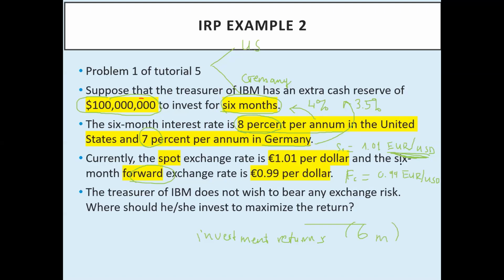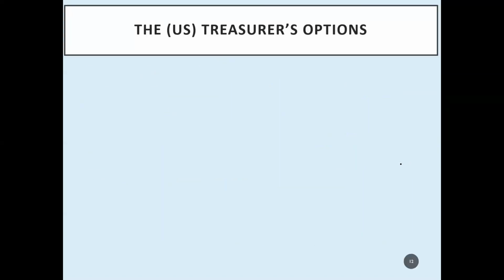So compute the investment returns for both options for me. Also think about how to eliminate exchange rate risk when you invest overseas, okay? So in your answer, you should have two different options. You should have a domestic investment option, and then you should have a Germany, or a foreign country investment option, okay? So 2 minutes. When we come back, we will talk about the answer, okay?